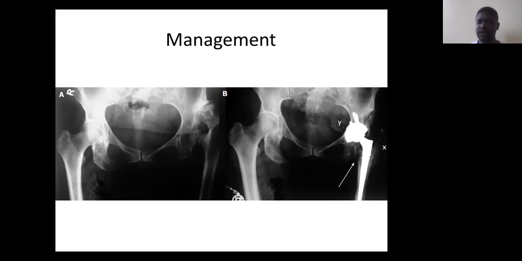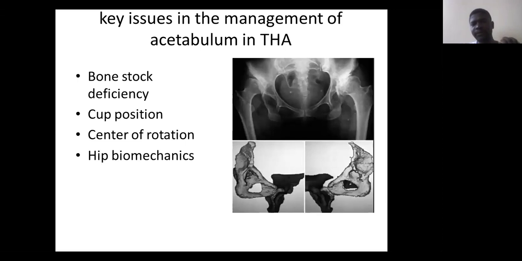So, key issues in the management of the acetabulum. The major issue is bone stock deficiency in the superolateral position and anteriorly. And also cup position, as I have alluded to: a medialized cup in the true acetabulum gives good hip biomechanics. And if the cup is lateralized and also put high, 25 millimeters in both directions, that increases joint reaction forces and shear forces on the new hip, and polyethylene wear also increases. So it's better to put it in the native acetabulum and medialize it.